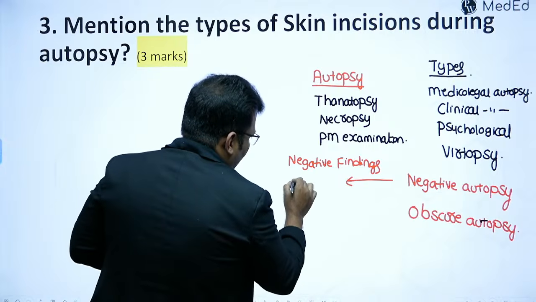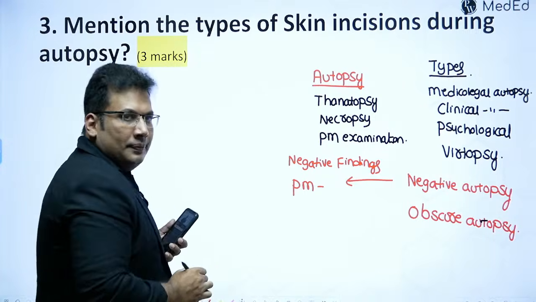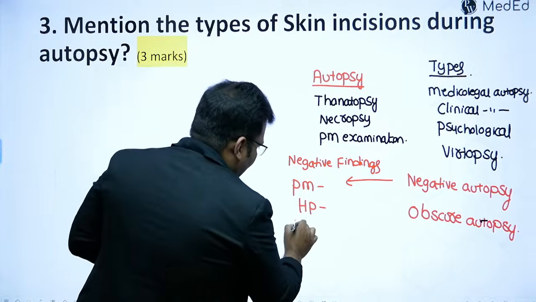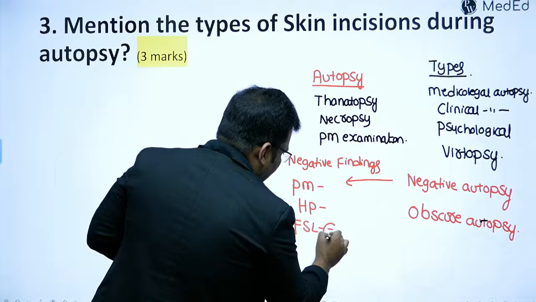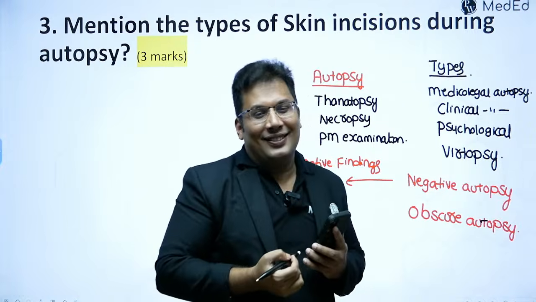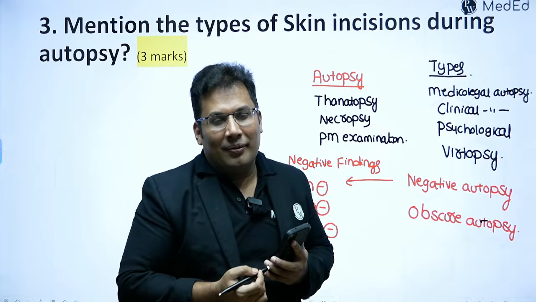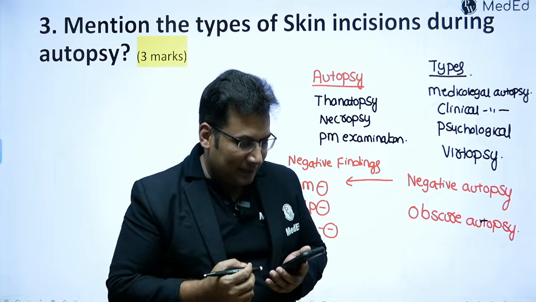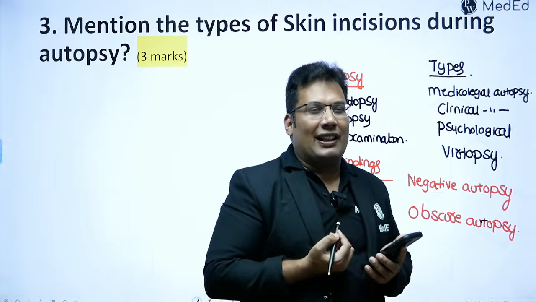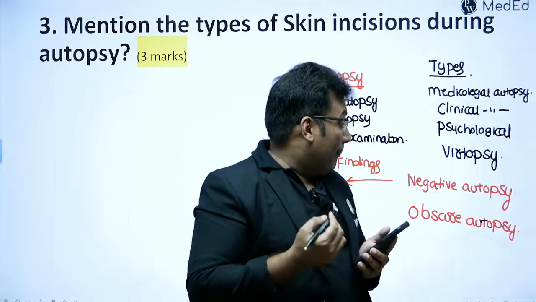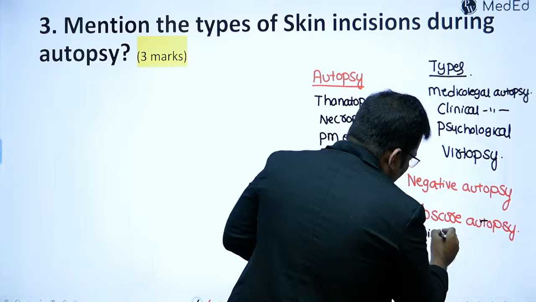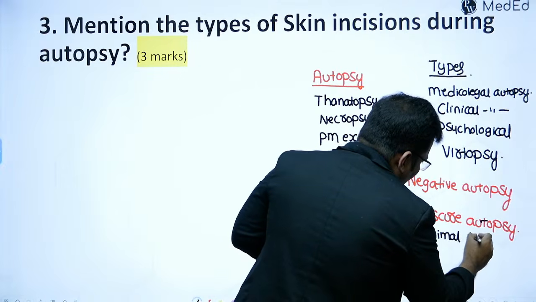So that is post-mortem examination negative, histopathology negative, FSL negative, everything negative. Can you give an example for negative autopsy? Let's see who is going to answer. In negative autopsy, there are no findings at all, but in obscure autopsy, there are some minimal positive findings.